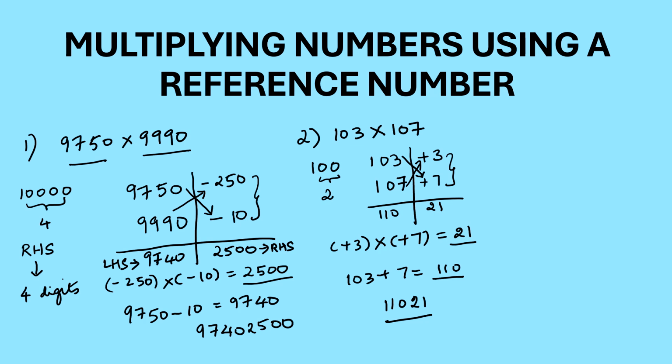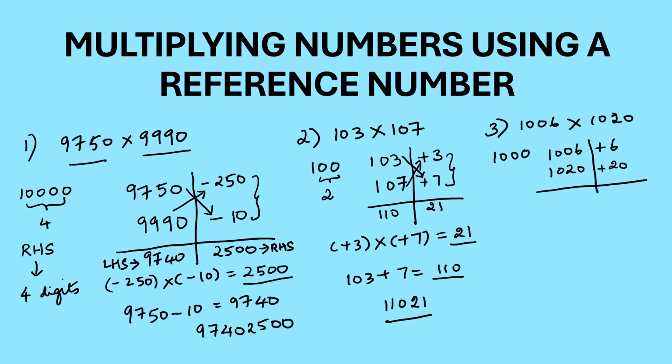Before we wrap up, let's try another problem involving numbers above the reference number. Let's say you want to do 1006 times 1020. Here both numbers are close to 1000, so we'll use 1000 as our reference number. To do the problem, you'll write down the numbers being multiplied one below the other. We know that 1006 is 6 more than our reference number, so we write down plus 6 next to it. We also know that 1020 is 20 more than our reference number, so we write down plus 20 next to it.